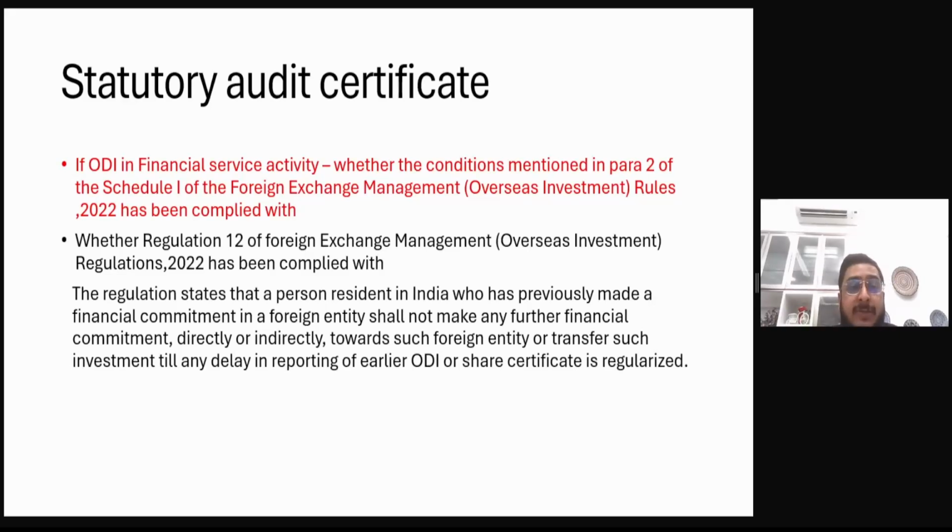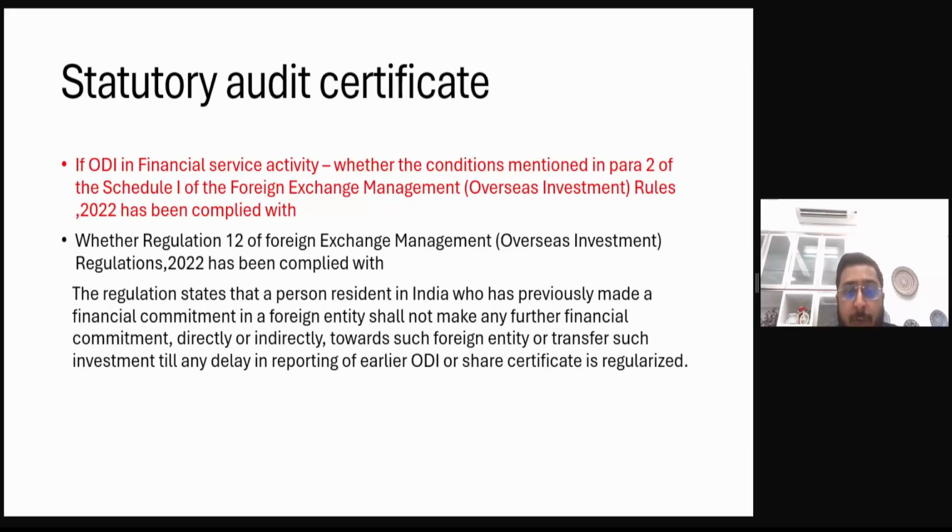Now, if ODI is being done in a financial service activity, whether the conditions mentioned in para 2 of Schedule 1 of the Foreign Exchange Management Overseas Rules have been complied with. Basically, when you're doing an ODI in financial service activity, there are some limits. One important thing is you need to have net profit in the last 3 years. That is one of the important conditions to do an ODI in financial service activity. We'll discuss more later, but when you're doing an ODI, you have to certify whether it is in compliance with the rules.